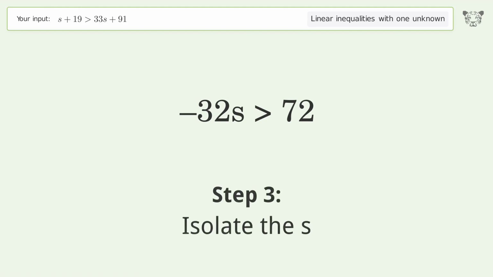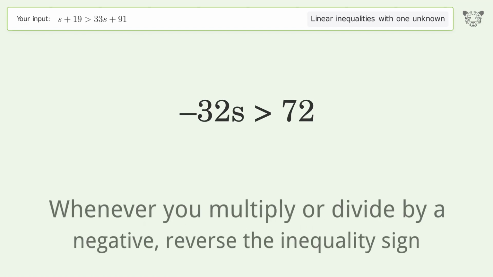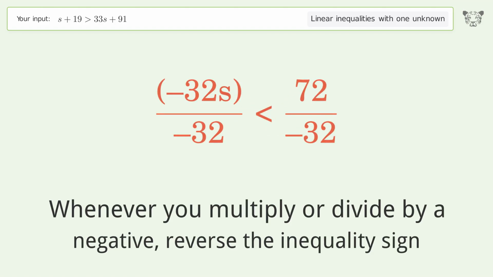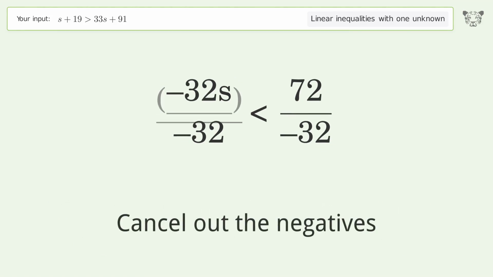Isolate the s. Divide both sides by -32. Whenever you multiply or divide by a negative, reverse the inequality sign. Cancel out the negatives.